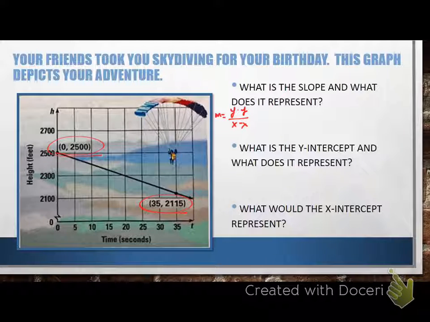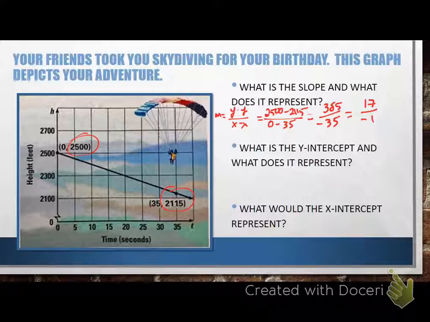All right. I'm going to walk you through this really quick to make sure you see where everything comes from. To find the slope, y minus y over x minus x, right? It doesn't matter which point you start with, but when you subtract the y's and then subtract the x's, you have to start with the same point both times. So I'm going to take 2,500 minus 2,115. That means I have to take 0 minus 35. Okay? When I do that, I get 385 over negative 35, which reduces down to 17 over negative 1.